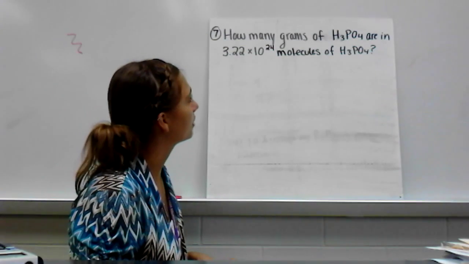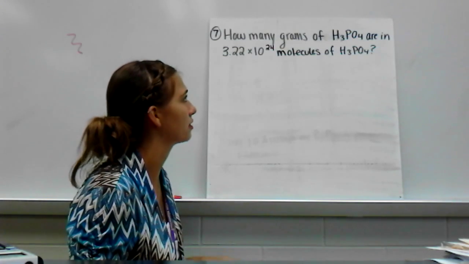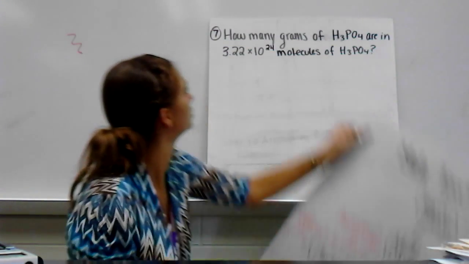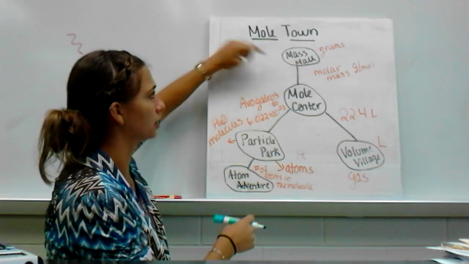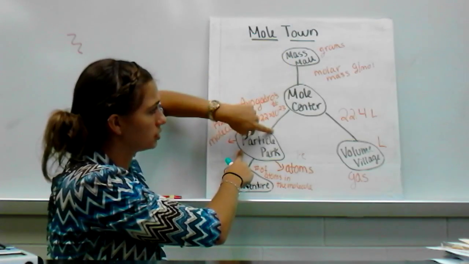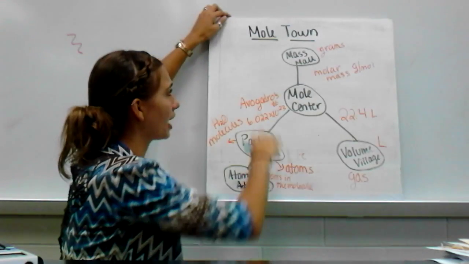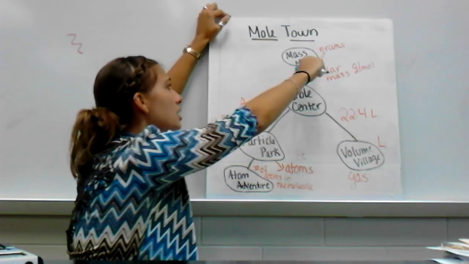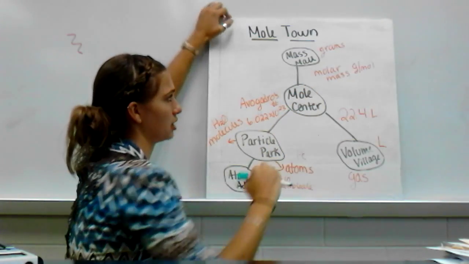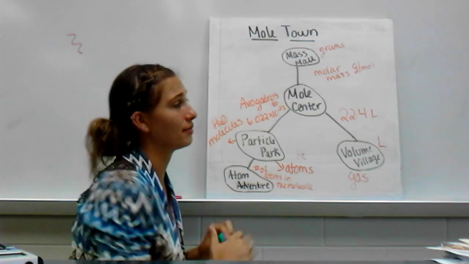Okay. How many grams of H3PO4 are in 3.22 times 10 to the 24th molecules of H3PO4? So we're going from grams all the way to molecules. The only way to do that is to pass through moles. So one thing that you have to realize is that this is a mole town. In order to get to each stop, you have to take the street. So that's what these lines represent. You cannot take any back roads, so you cannot take roads that are not made for you.